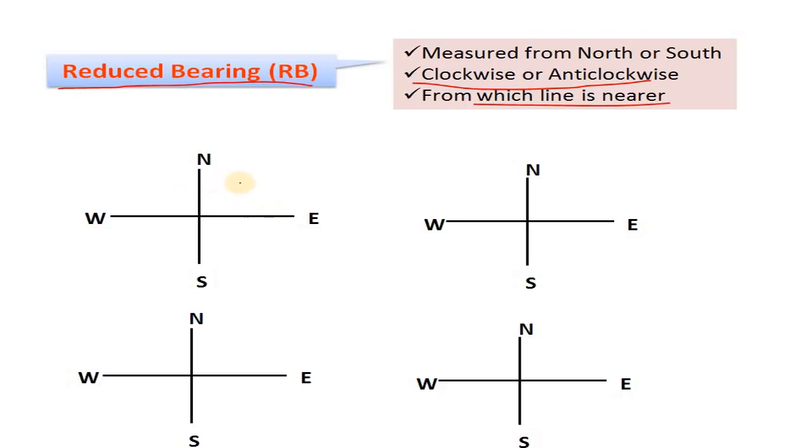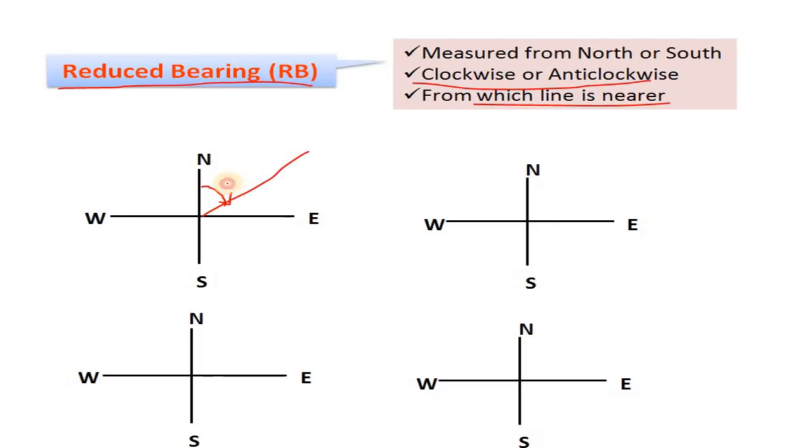Means जहाँ से नज़दीक हो वहाँ से आप measure कर सकते हैं, either clockwise direction में और anti-clockwise direction में. Suppose one line is here, bearing of this line in RV system. So this line is nearer from what? North or south? North clockwise direction or anti-clockwise direction? This is clockwise direction and this is anti-clockwise direction. If you go anti-clockwise direction, you have to measure this angle. If you go clockwise direction, you have to measure this angle. So which is nearer? This, obviously this is nearer.